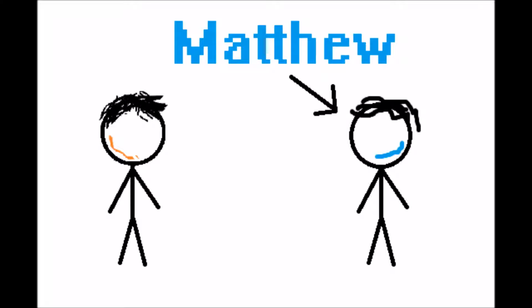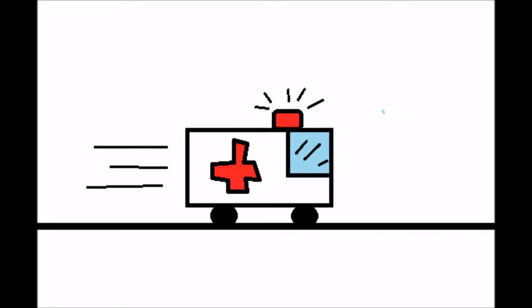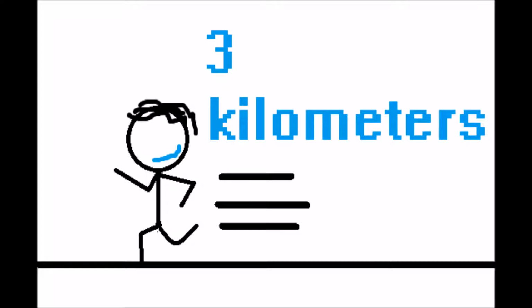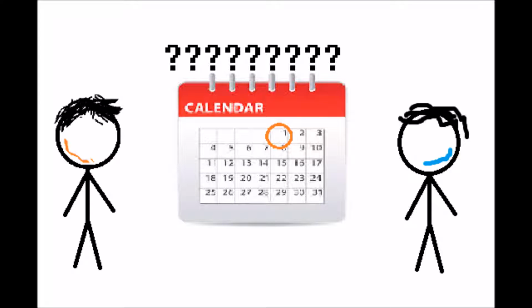There's this one person that I would call Matthew, right? On the first day of the month, he ran 21 kilometers. But then he had a severe cramp and he wanted to go easy in his training. So he runs 3K every morning so that he doesn't get too overworked. However, his monthly goal is to have run an overall distance of 51 kilometers for the whole month. On what day of the month would Matthew have achieved this goal?